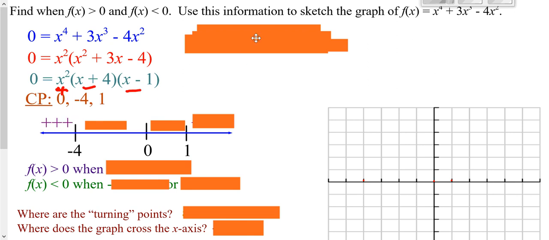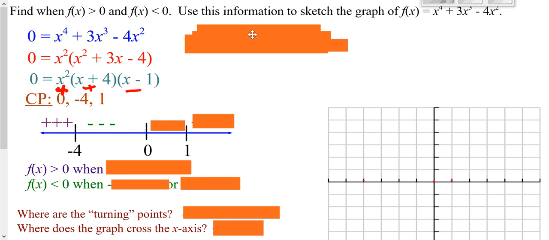Then we could try a number in between. Doesn't make a difference what. We could try like negative 1. Negative 1 squared is positive. Negative 1 plus 4 is positive. Negative 1 minus 1 is negative. Positive times positive is positive times another negative is negative.